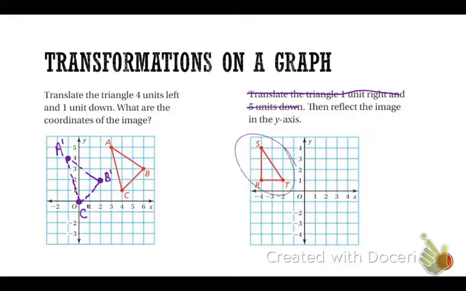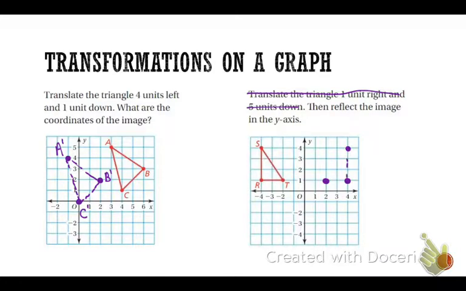How can I reflect this image in the y-axis? Which way is it going to flip? Is it going to flip horizontally or vertically? Horizontal. It's going to flip horizontally because I need it to reflect across the y-axis. That means for each one of these points, whatever x value it's on, it's going to be on the opposite x value on the other side. So instead of T being on -2, now it's on +2. Instead of R being on -4, now it's on +4, and same with S.